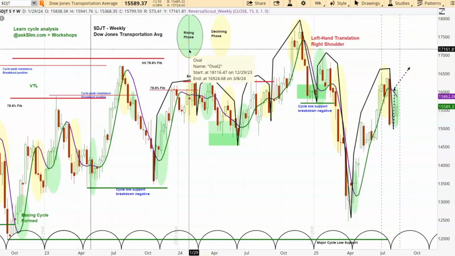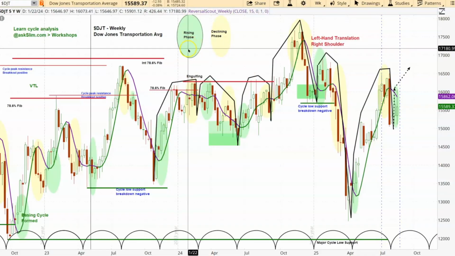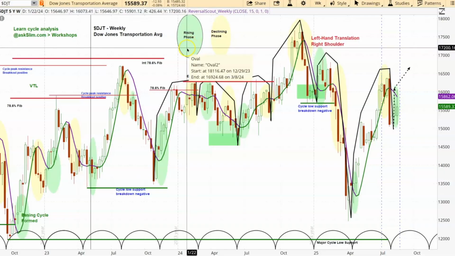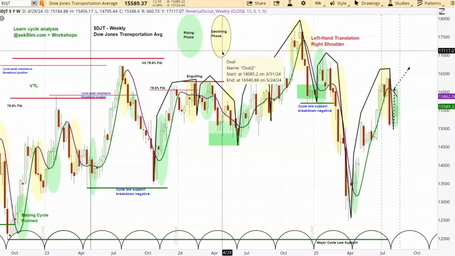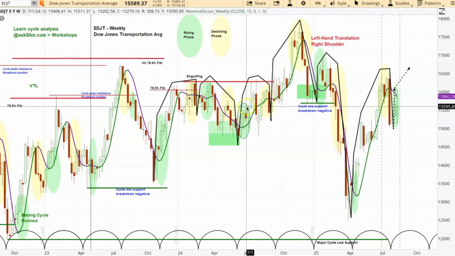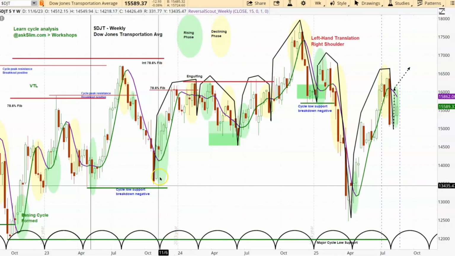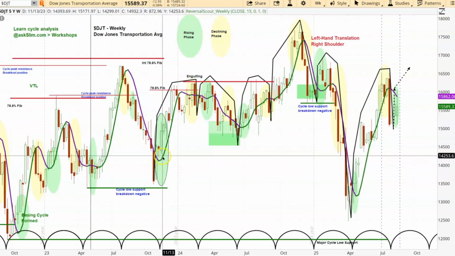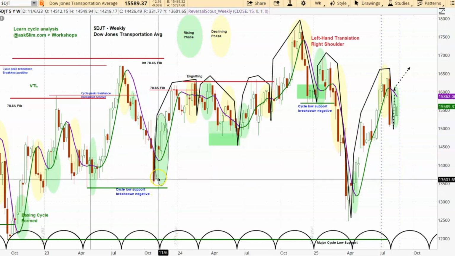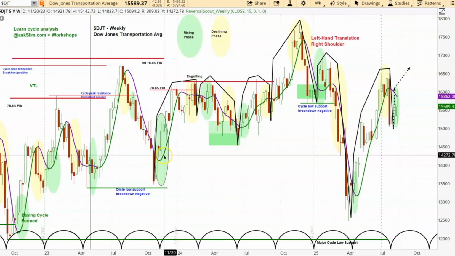So let's analyze this, and I want you to notice that I've added something a little different down here. These ovals show you where the rising phases start, and the yellow one where the declining phases start in the individual cycles. So you get a good feel for that. If you look over here where this cycle is rising, I'm showing you where the reversal scout turned up and told us that this cycle was in a rising phase right there.